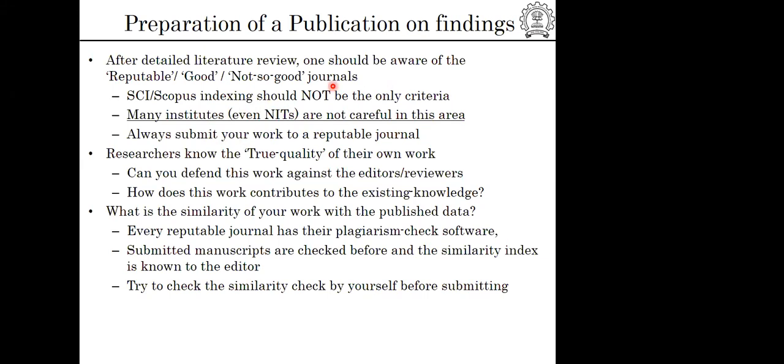In this role, I get a lot of applications from NITs, and also from some private institutions and IITs. I see that many of the publications, even from NITs, are not really good. They have chosen a journal which does not have a very good reputation, and because of that, their postdoc applications do not go through. So remember, the criteria the NITs are following, that SCI and Scopus indexing alone, should not be the criteria.